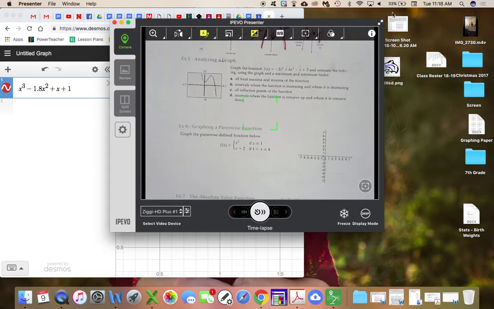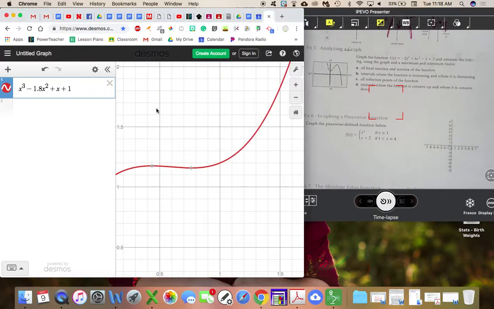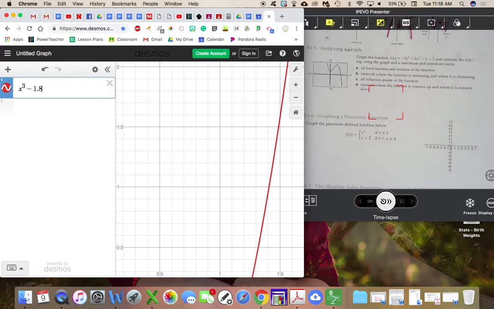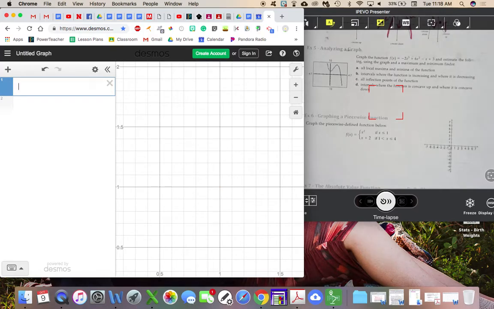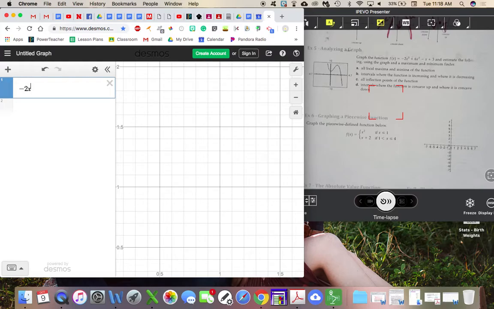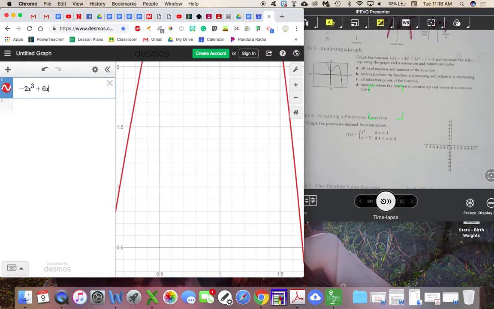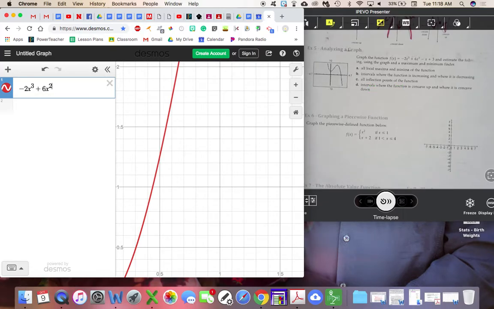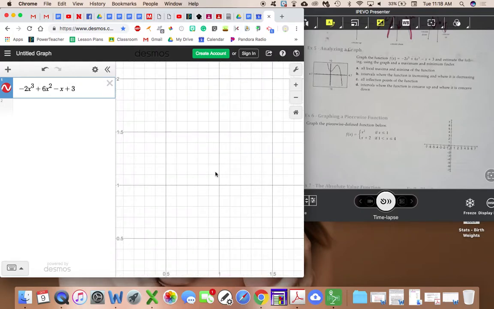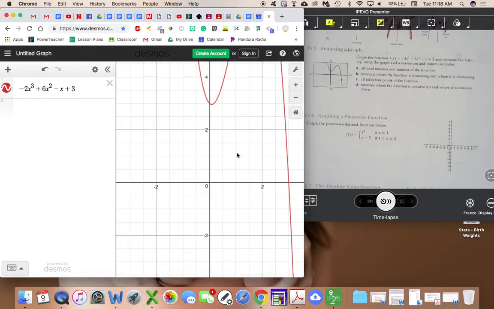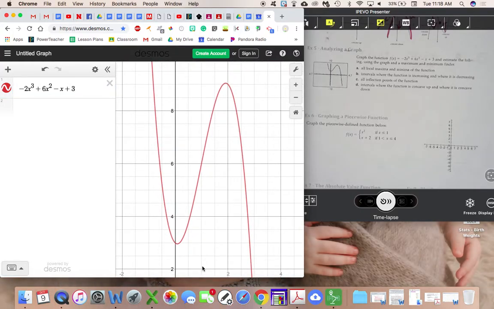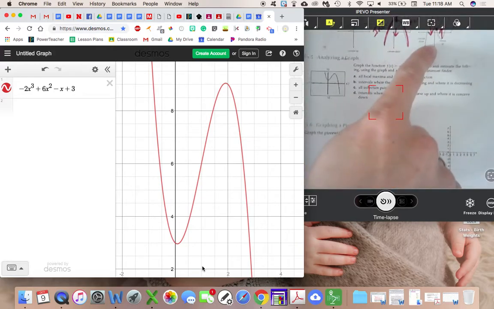Okay, so graph that function. Here we go. They're going to ask us increasing, decreasing, and then max and min and so on. So negative 2x to the third power plus 6x to the second power minus x plus 3. There he is. Oh, it kind of looks like the one that we just had up here at the top.